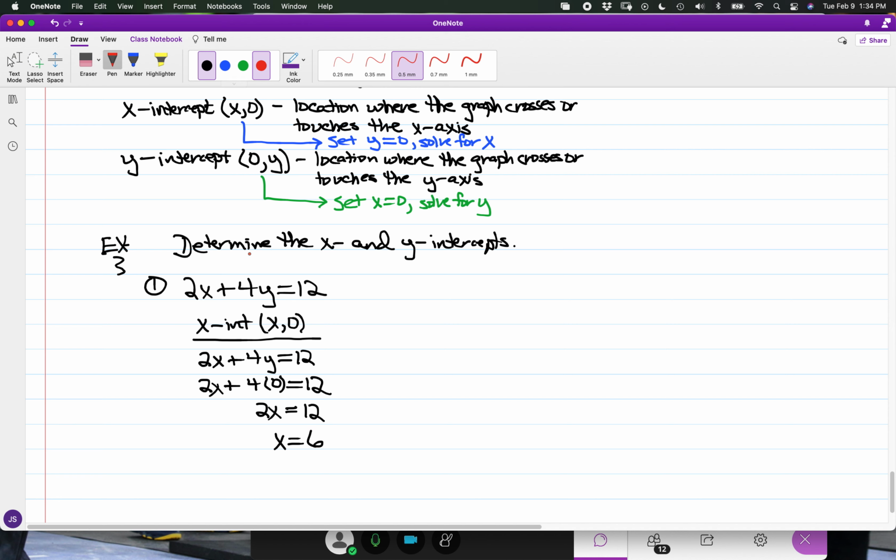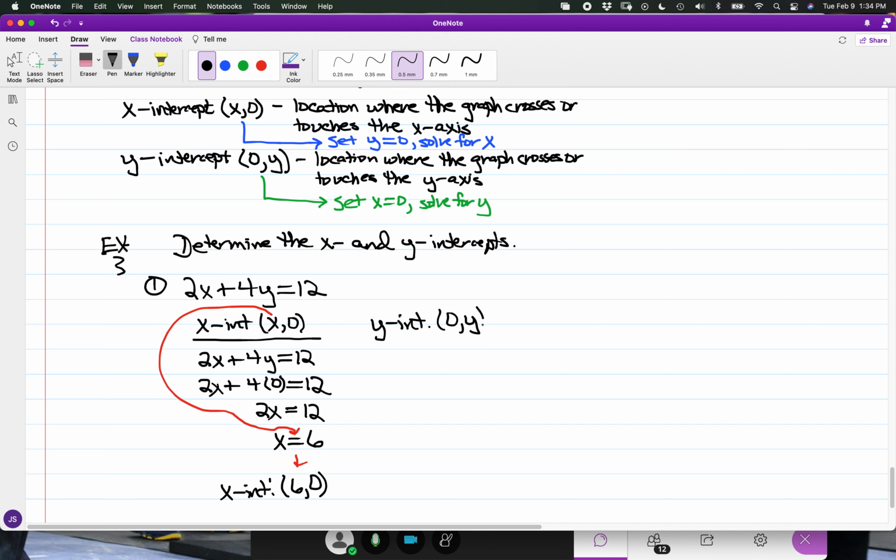So the missing coordinate x is no longer missing. It is now determined to be 6. So for the x-intercept, the location is 6, 0. Now for the y-intercept, again, the general coordinates are 0, y.